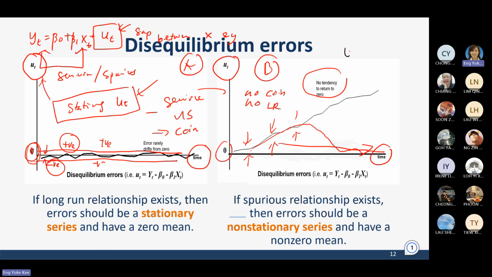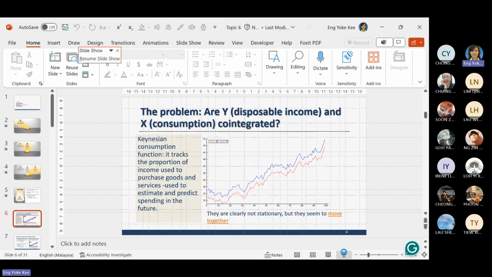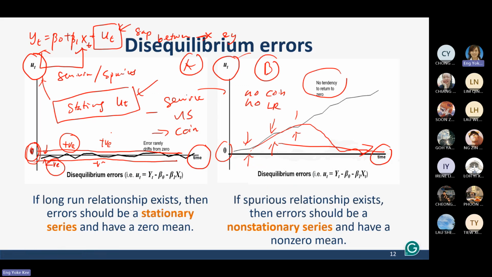So if you regress X and Y in a case like this, you see that this will be spurious, right? The p-value is significant, R squared is high, the magnitude is high, but you can't trust this result because there is no long-run relationship.